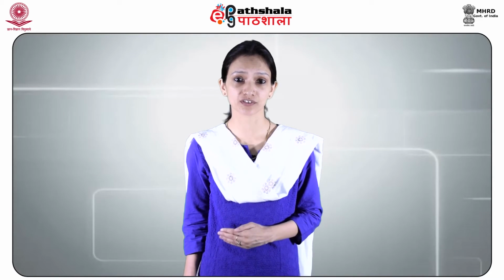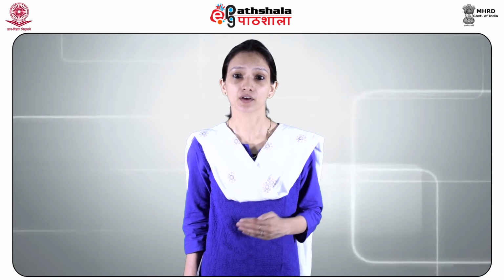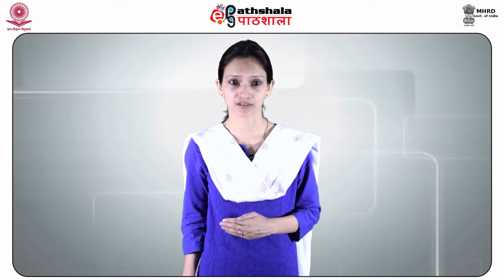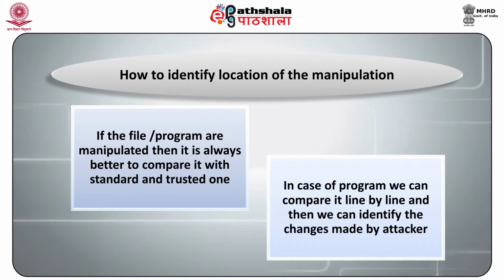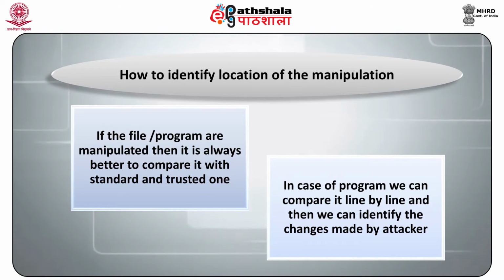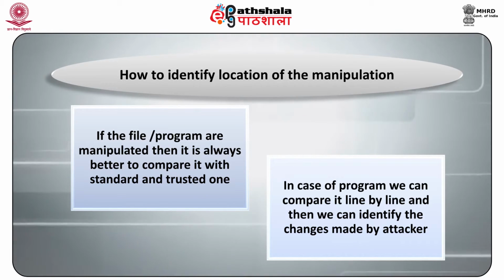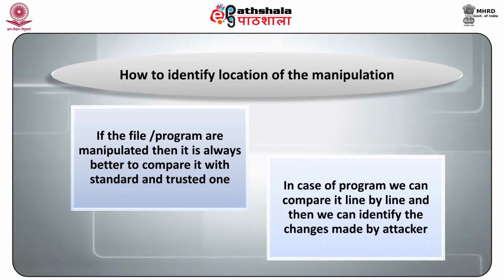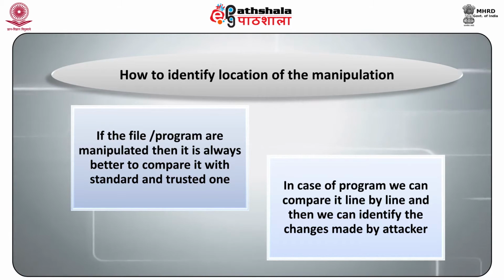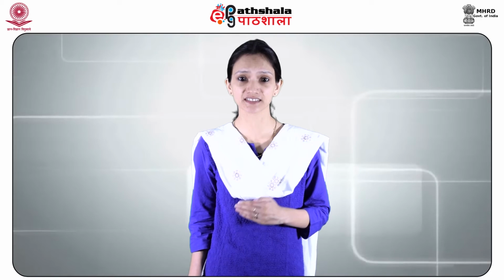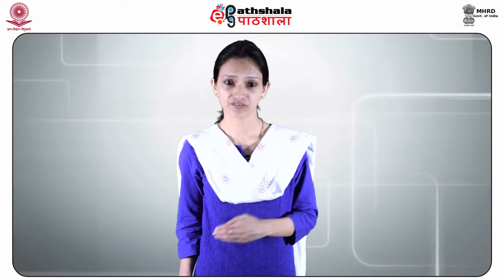In the last solution, we understood how to identify whether it is manipulated or not. Now, here we will discuss how to identify the location of the manipulation. If the file or program is manipulated, then it is always better to compare it with standard and trusted ones. In case of a program, we can compare it line by line, and then we can identify the changes made by the attacker. But the biggest limitation of this technique is that we must have the standard file. It might be any file.